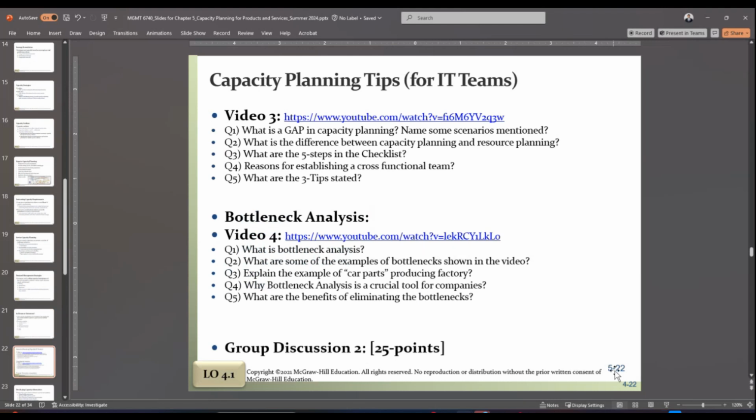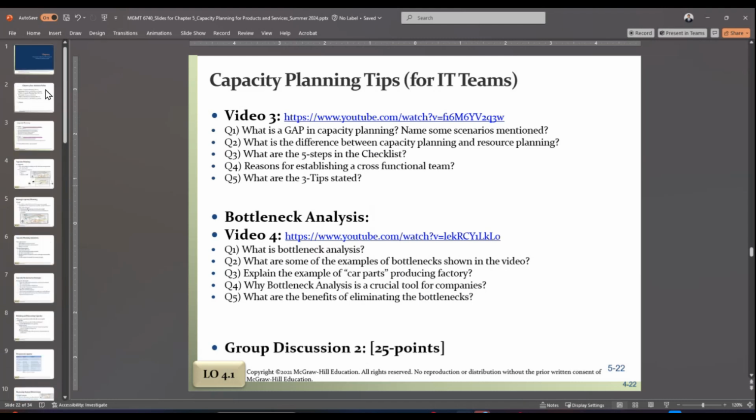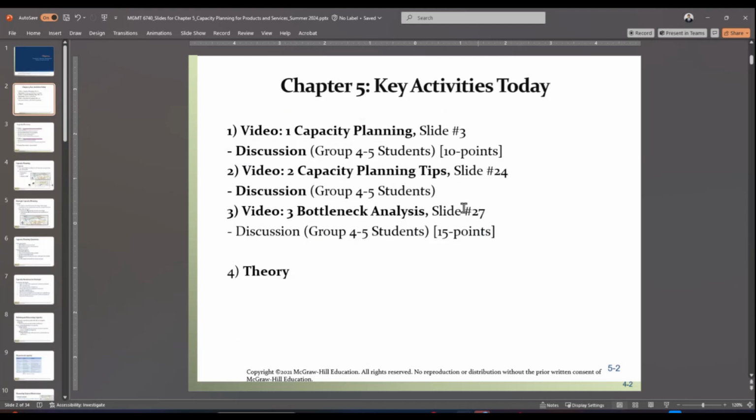Here is your next slide, slide number 22. Maybe I'll change this. I think I modified a few things, so this is, yes, slide number 22. Going back to my slide number 22.